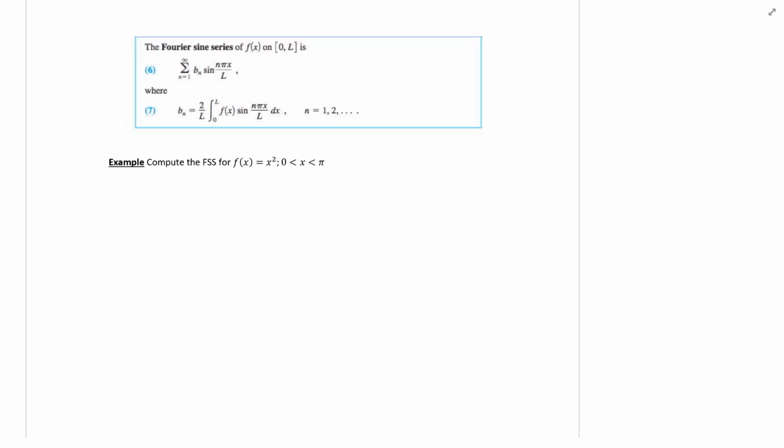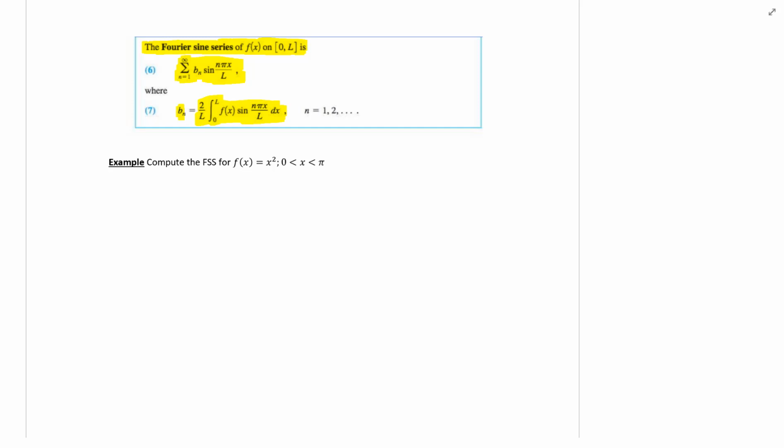In this video, we'll solve an example using the Fourier sine series. So first of all, the Fourier sine series of a function f of x on a closed interval 0, L, is equal to the sum from n equals 1 to infinity of b sub n sine of n pi x over L, where b sub n, those coefficients, are 2 over L, integral from 0 to L, f of x sine of n pi x over L dx for n equals 1, 2, and so on.